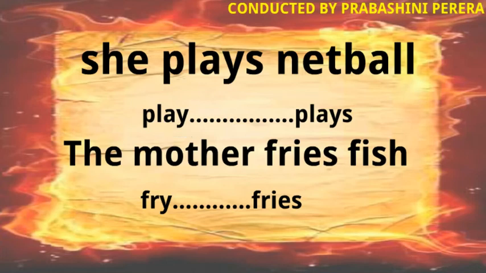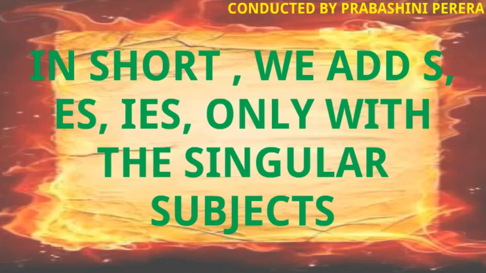Look at the next one. The mother fries fish. Here, mother is the subject. It is singular. Fry is the verb. So, the letter before y is r. R is a consonant. So, we cut y and add ies for it. In short, we add s, es, ies only with the singular subjects.